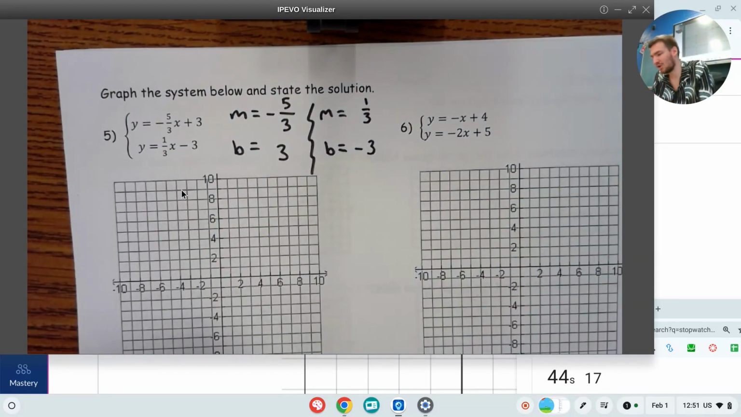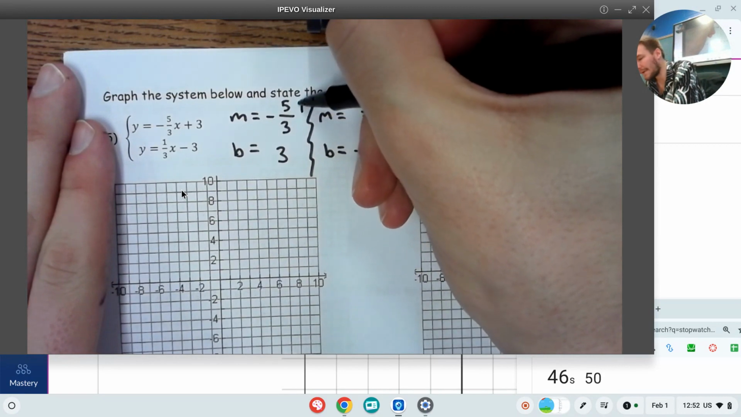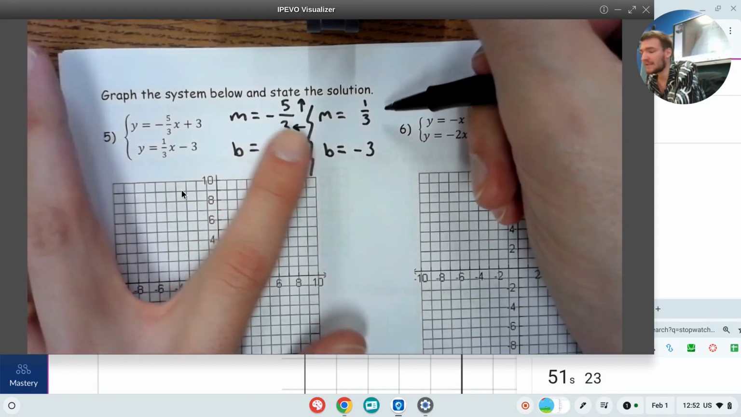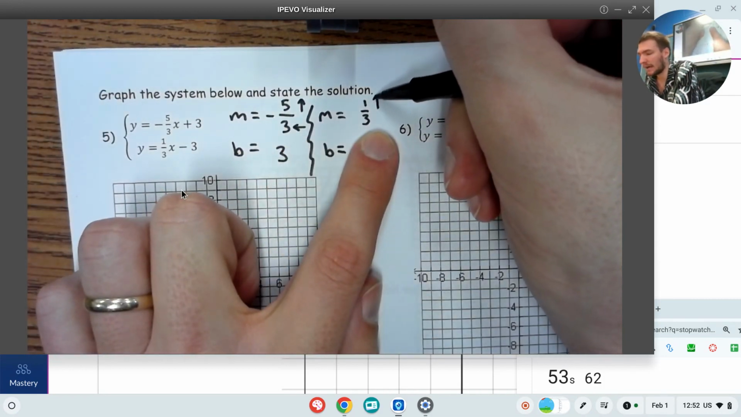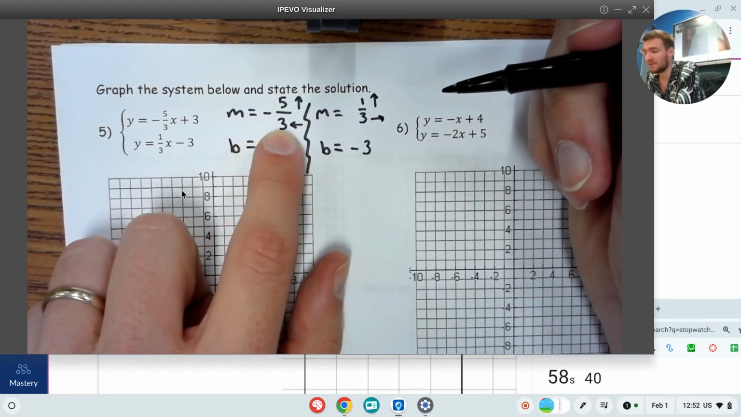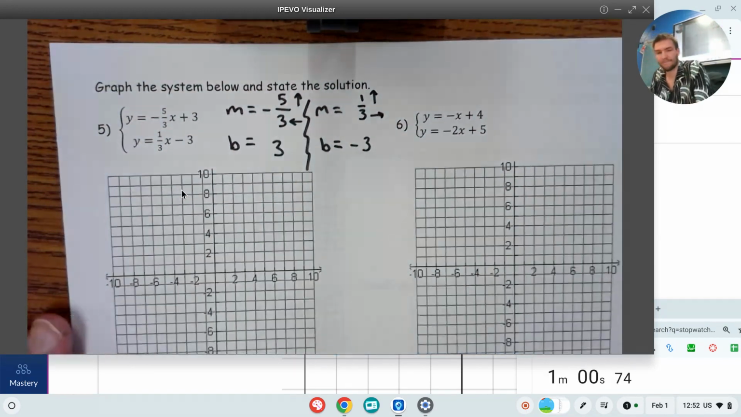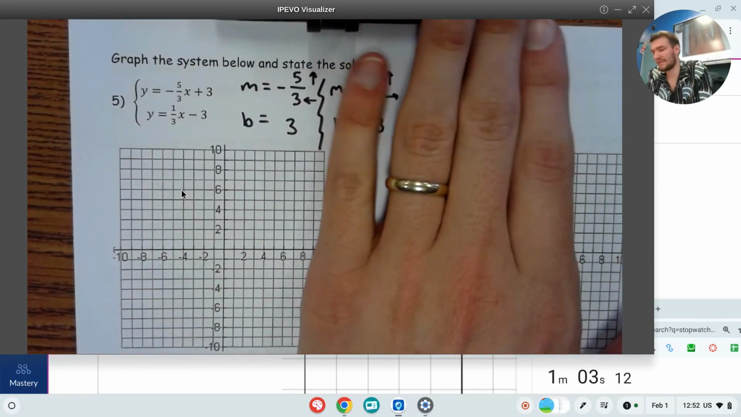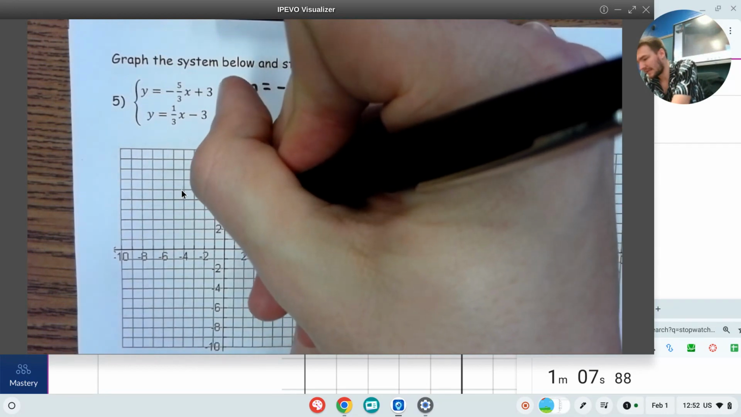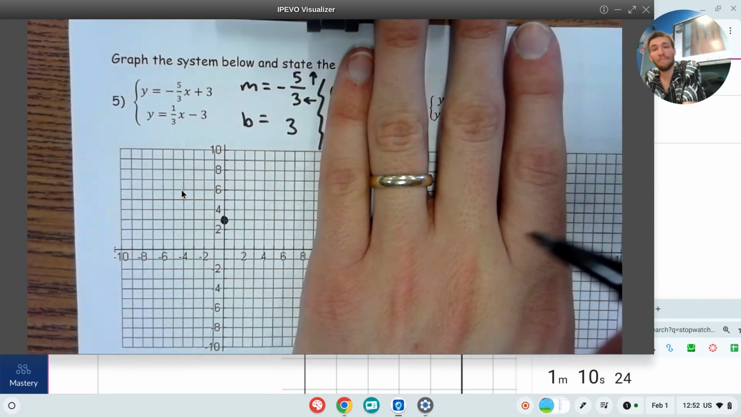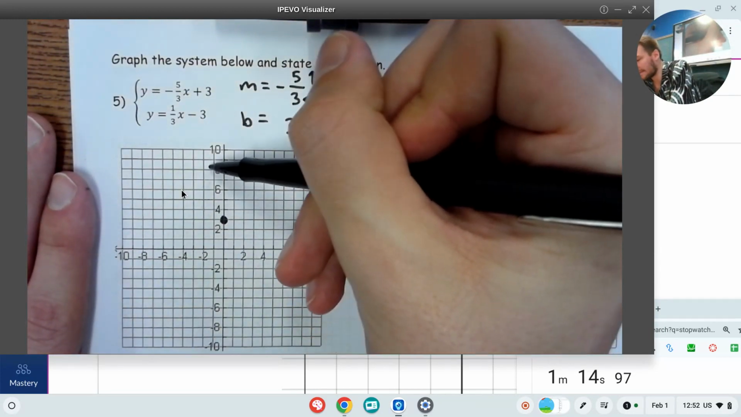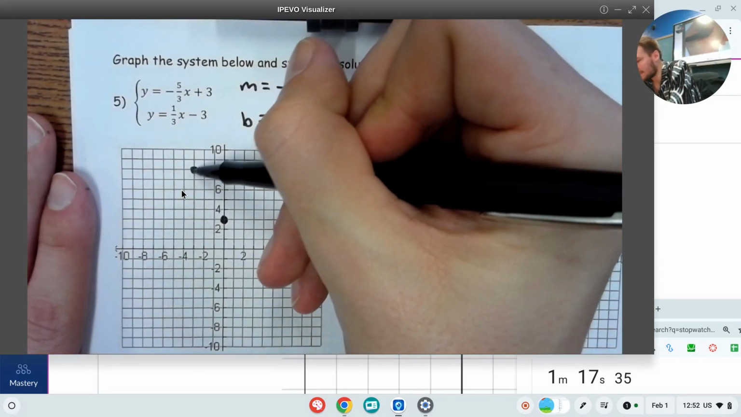Looking at my slopes, I'm going to be going up and left because of negative. Negative means left. For this one, I'm going to be going up and right because it's a positive number, right? Negativo, izquierda, positivo, derecha. So, starting with the first line, I'm going to start at positive 3, and I'm going to go up 5, left 3. So I'm going to go 1, 2, 3, 4, 5, 1, 2, 3. Put a dot right here.